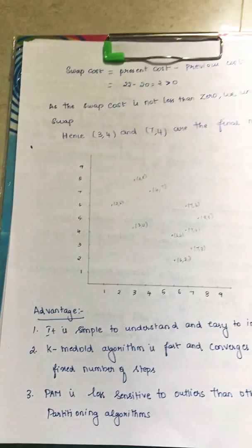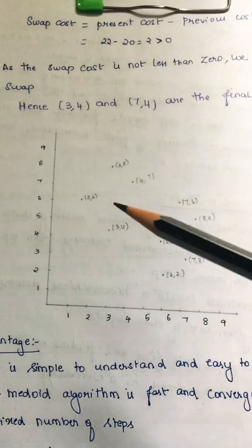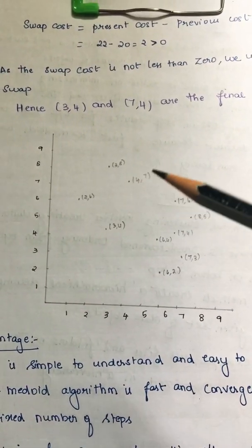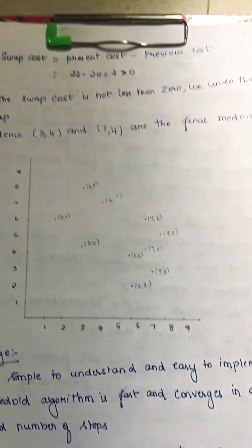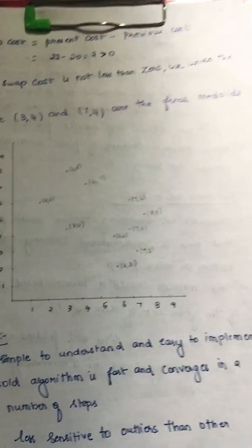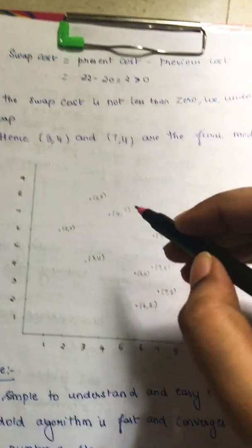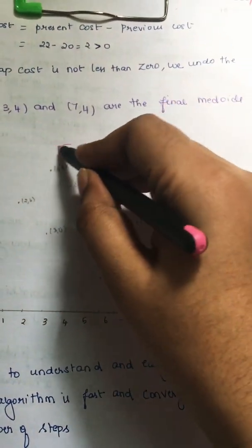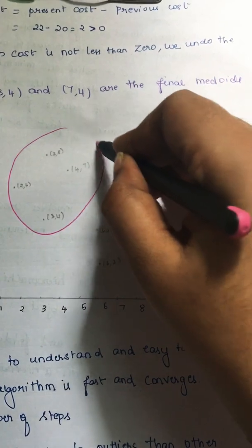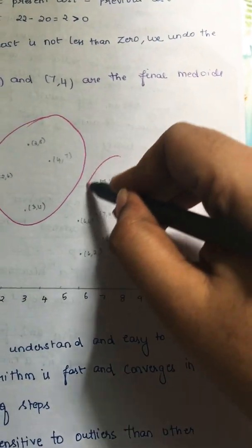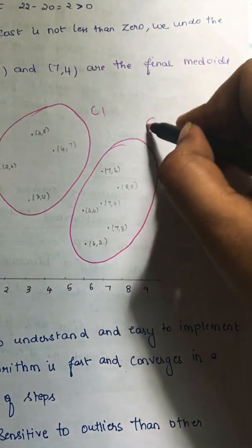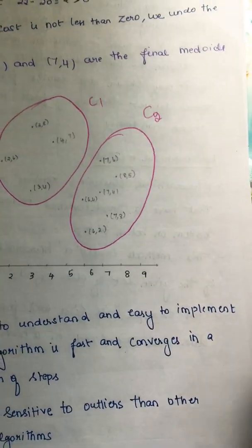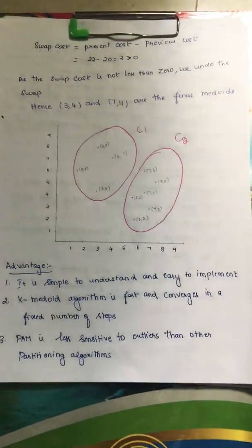So (2, 6), (3, 8), (4, 7), (3, 4): these all will form one of my clusters. The same way, the other points will form my other cluster. So this is the way to do your clustering.